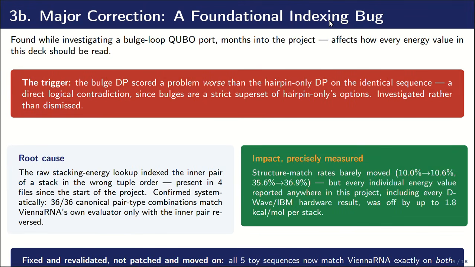Here's the caveat that actually matters for interpreting everything else in this deck. The structures my model predicted barely changed. Match rate statistics moved by about 1 percentage point either way. But every individual energy value I'd reported anywhere, every DP result, every QUBO result, and every D-Wave and IBM hardware result was off by up to about 1.8 kilocalories per mole per stack.